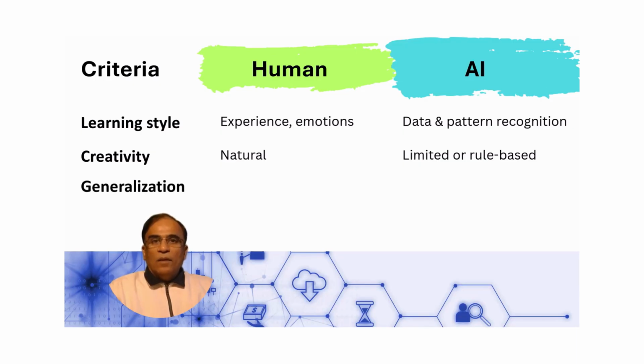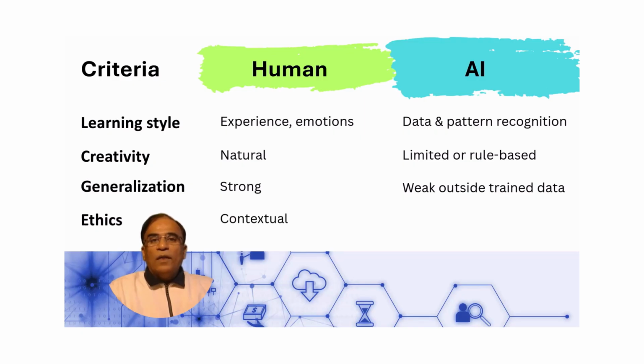The third is generalization. Humans can generalize really well, even with little data. AI struggles to generalize beyond what it was trained on. The next one is ethics. Humans use context and judgment when making ethical decisions. AI can only follow programmed logic.